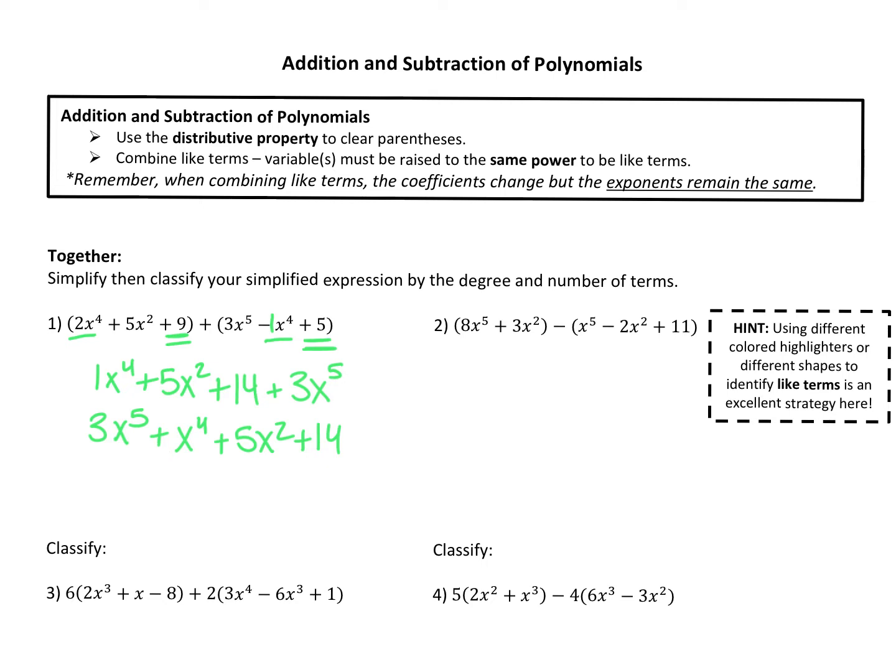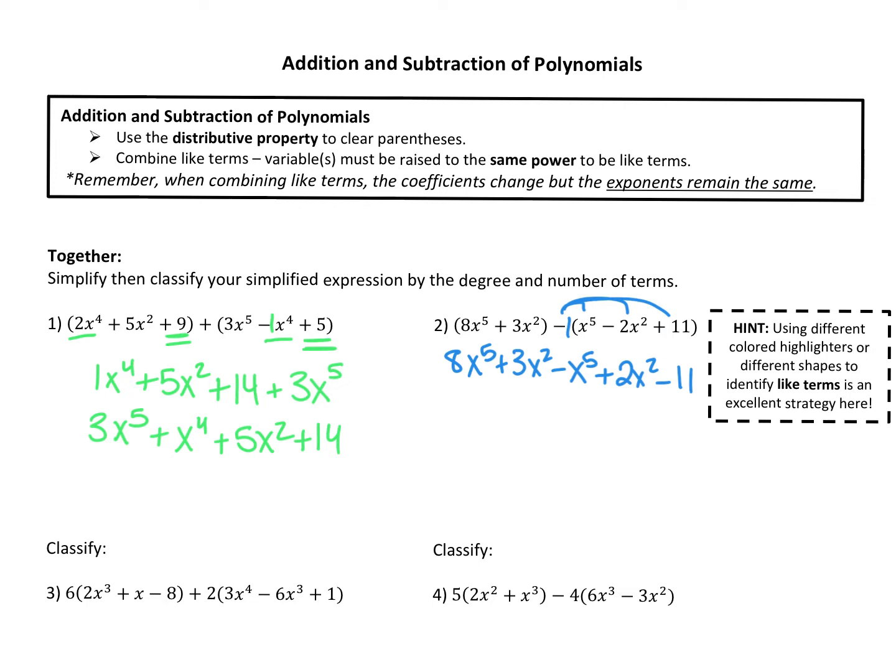Let's do number 2. In number 2, we see that we have a minus between the 2 sets of parentheses, so this is a subtraction problem. This means that I am distributing the negative, or the negative 1, to every single term in the second set of parentheses. I'm going to rewrite the problem with doing that. So I have 8x to the 5th plus 3x squared minus x to the 5th plus 2x squared minus 11. Since I was distributing a negative 1, the sign of every single term in this set of parentheses changed.